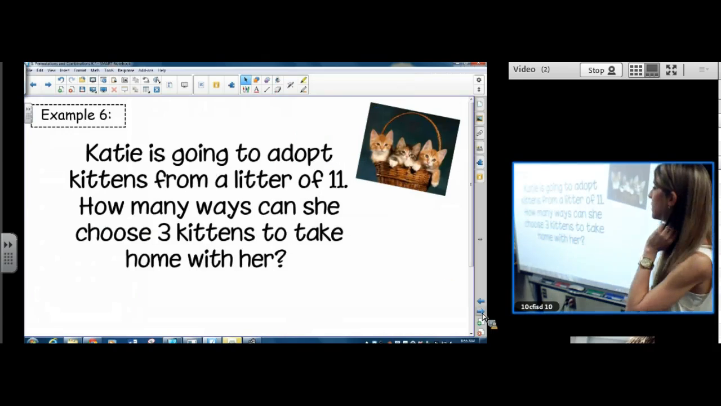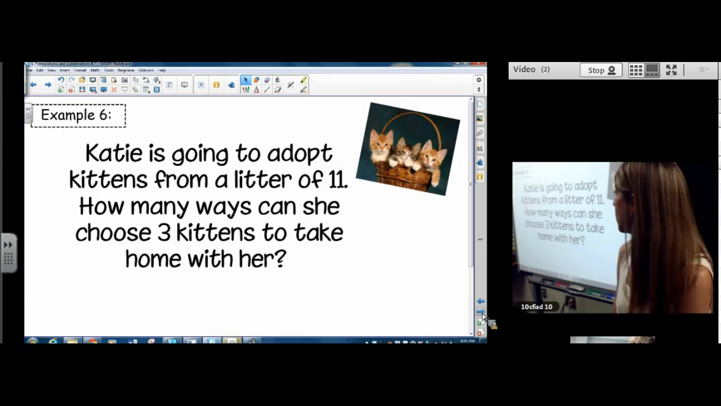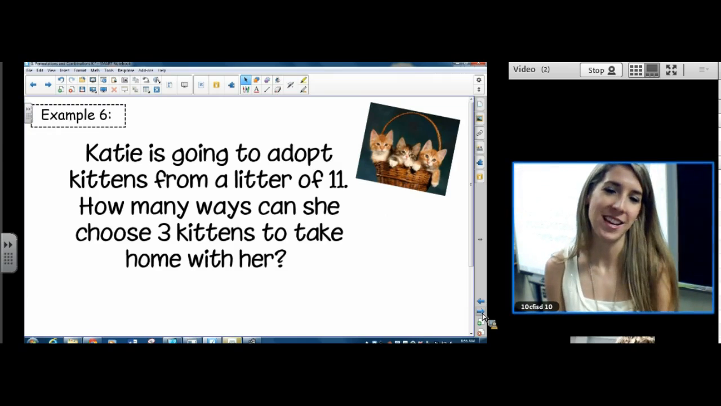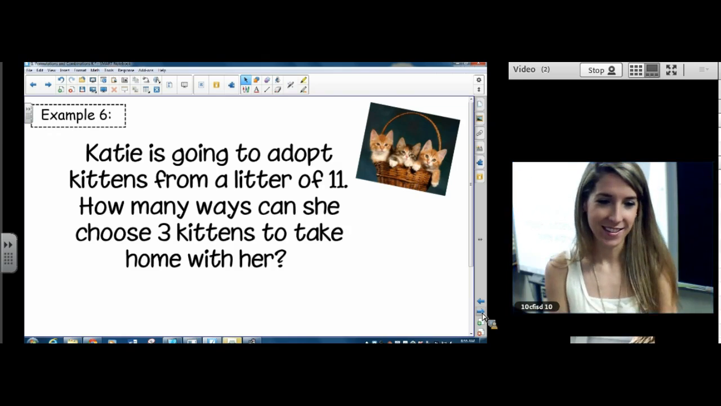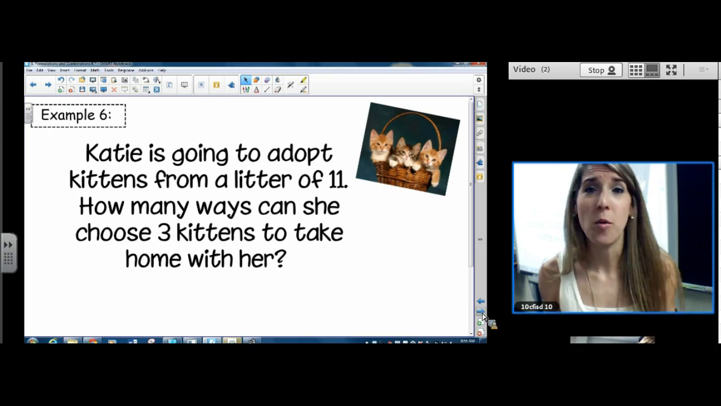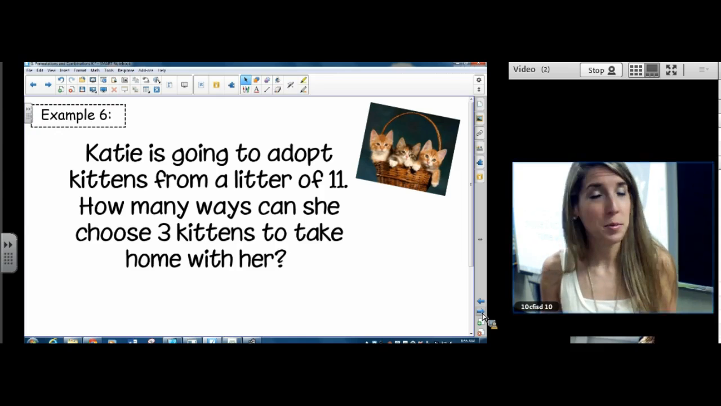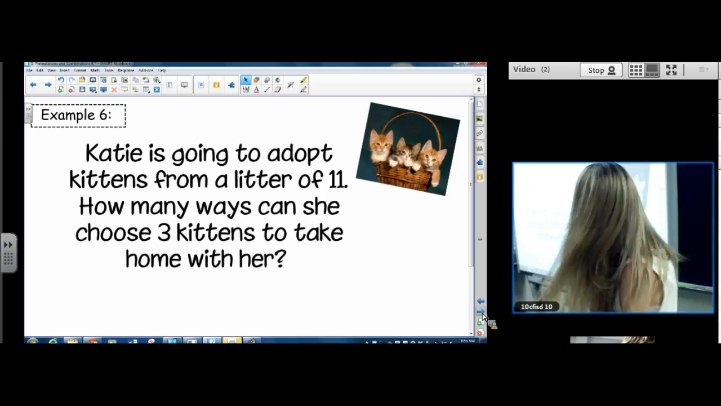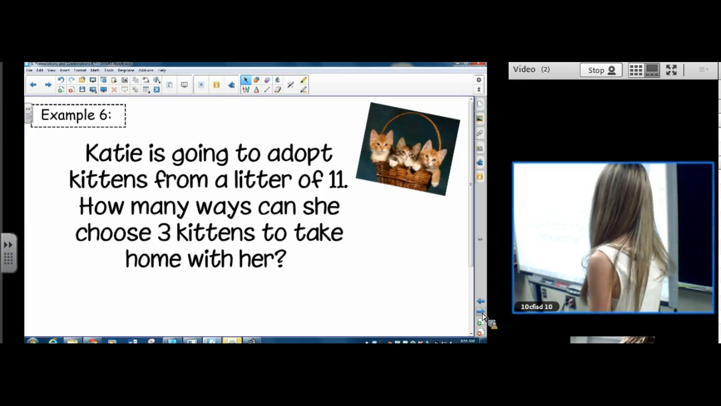Katie's going to adopt kittens from a litter of 11. How many ways can she choose 3 kittens to take home with her? Oh, look at those 3 kittens. She's going to take them home in that little basket. Permutation or combination? Yeah. Those kitties are going home with her. Does it matter which order she puts them in the basket? Nope. Those 3 are leaving with her. So order does not matter. So it's 11, combination, 3.